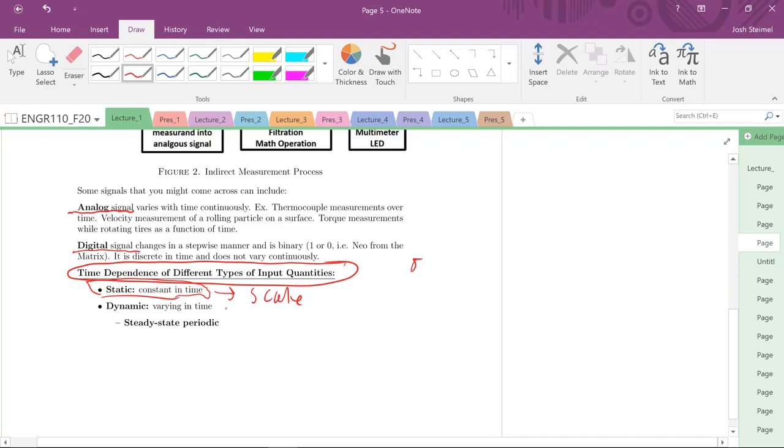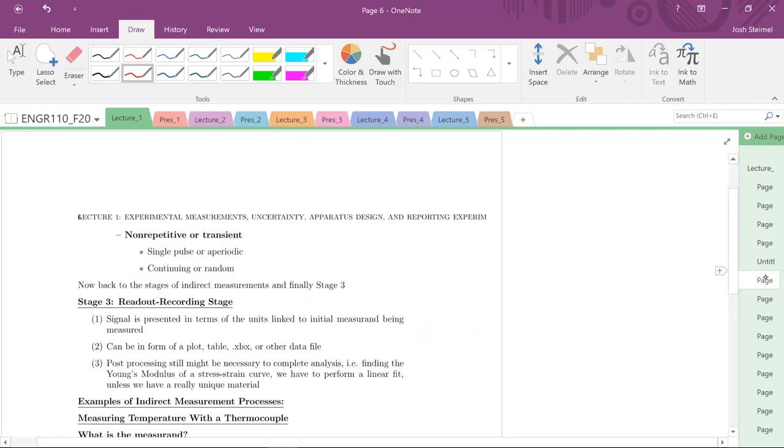Dynamic, there are lots of dynamic measurements, right? You could do fatigue testing where you change the stress amplitude as a function of time. There are lots of dynamic signals. Those dynamic signals that vary in time can be periodic. They could be completely non-repetitive or transient. They could be a single pulse, like when you do a fracture impact test. They could be random. We're going to deal a lot with this. Again, this is where our Fourier analysis comes into play. Fun coming up in exam 2.